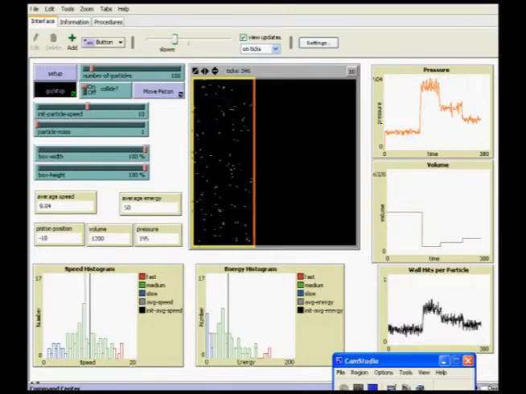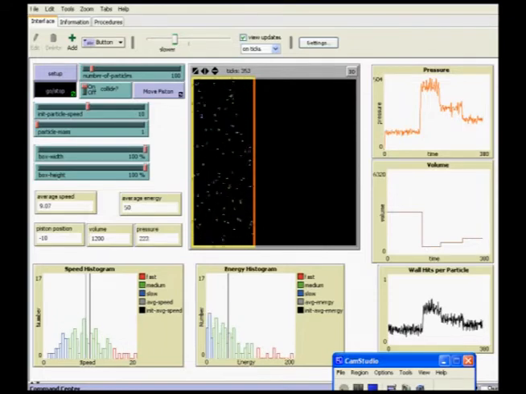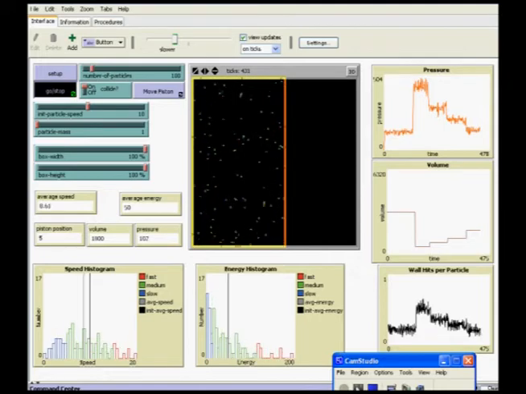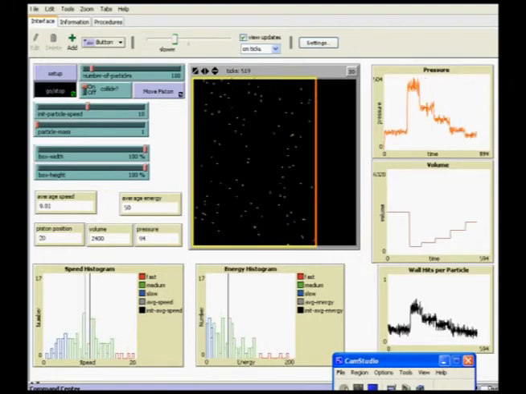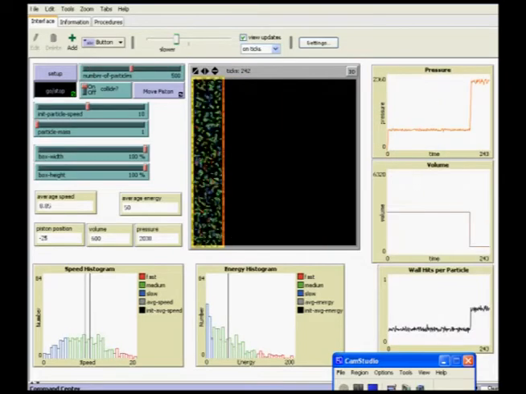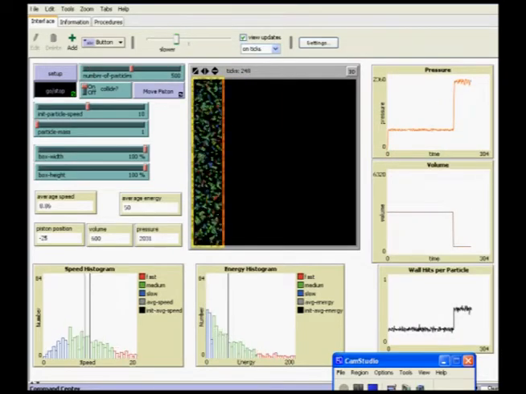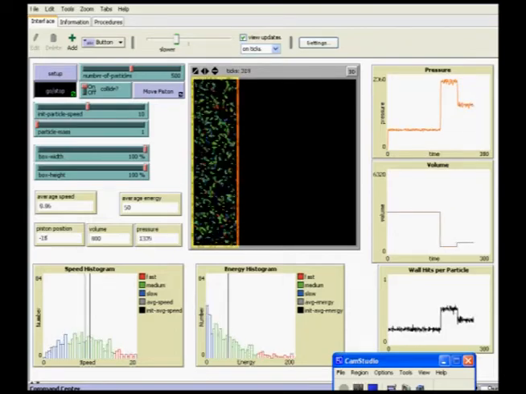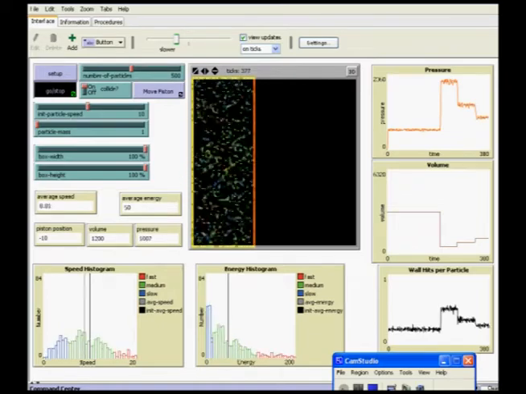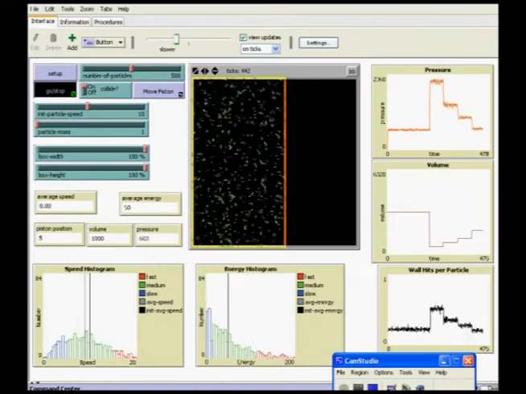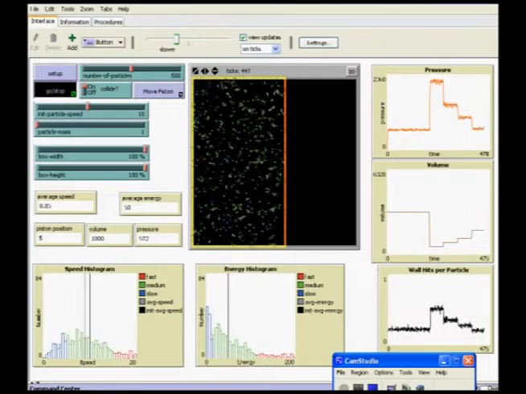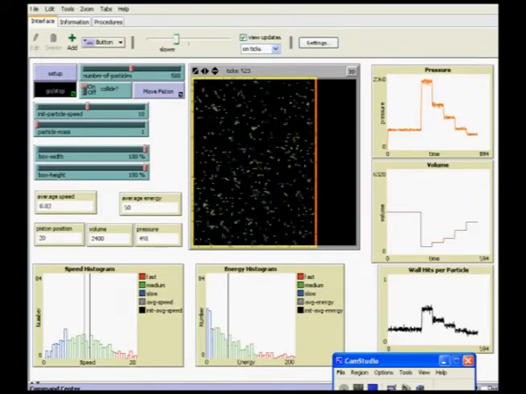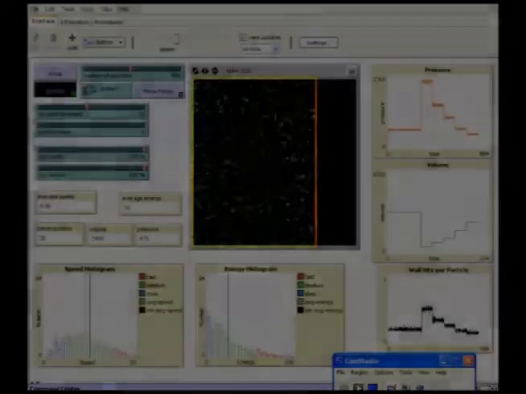880, 1200, 1800, and 2400. We can then set particle size to 500 and go through the same range of volumes, 600, 880, 1200, 1800, and 2400. There's no need to go through them all here. Let's just go straight to the data.